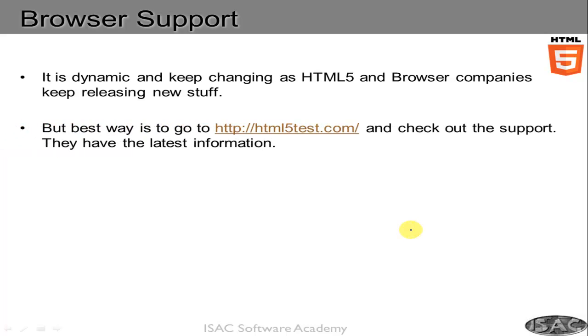So how do we find out which browser supports what? The best way is to go to html5test.com and check out the support. This is a very important website to find out which browsers support which HTML5 features. So we will go there, and now we will check how to do that.